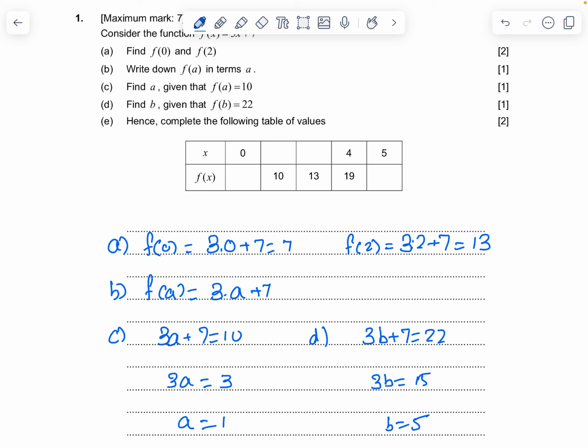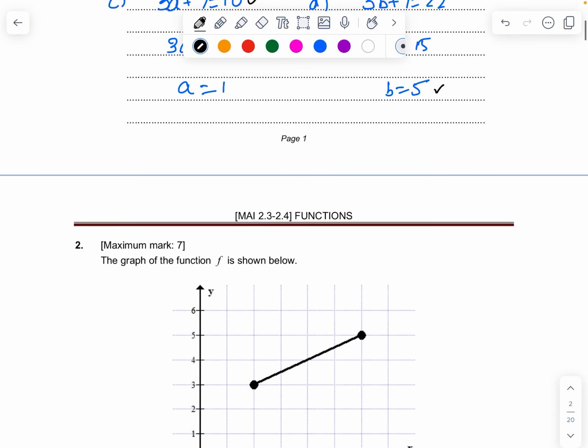Hence complete the following. So when it is 0, it's going to be 7, and when it is 10, the a value is 1, and if it is 13, it's 2, and if it is 5, the b value is 5, it's going to be 22. That's going to be the table.